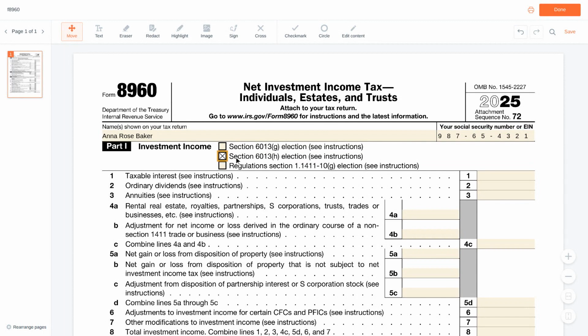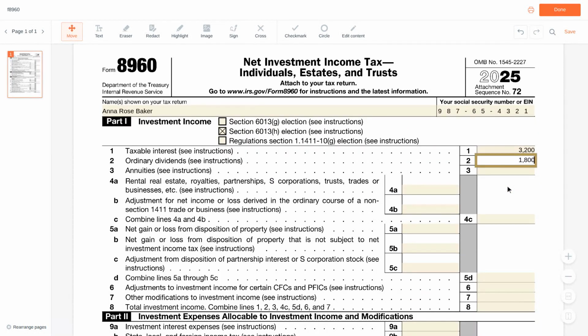Part 1 is where you list your gross investment income by category. Line 1 is taxable interest. Line 2 is ordinary dividends. Line 3 is annuity distributions from non-qualified plans. Lines 4 and 5 are rental and royalty income and passive partnership income. Lines 6 through 9 cover other types of investment income. You subtract allowable investment expenses on line 9B to reach your net investment income.